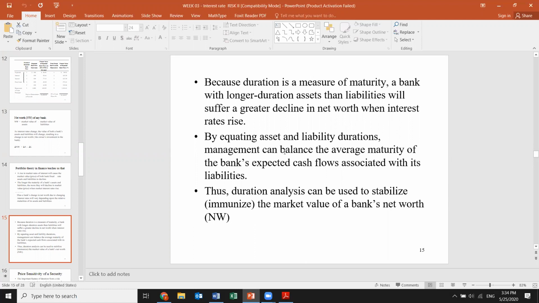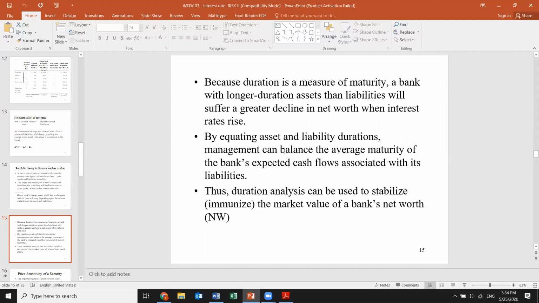Because duration is the measure of the maturity, a bank with longer duration assets than liabilities will be deteriorated greater, and it will lead to a decline in the net worth if interest rate increases.